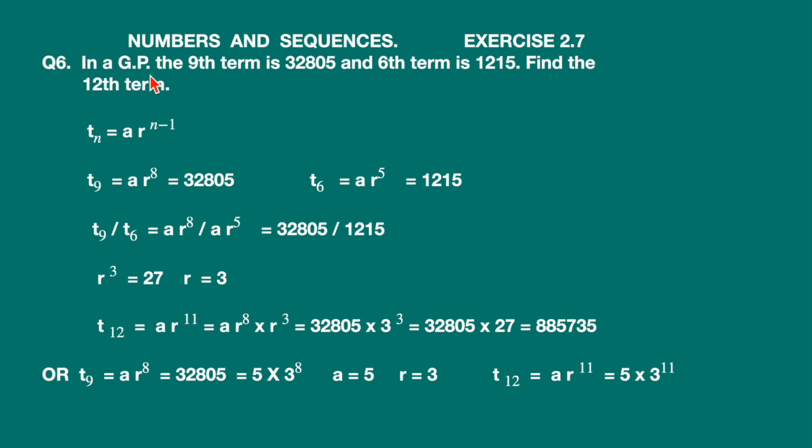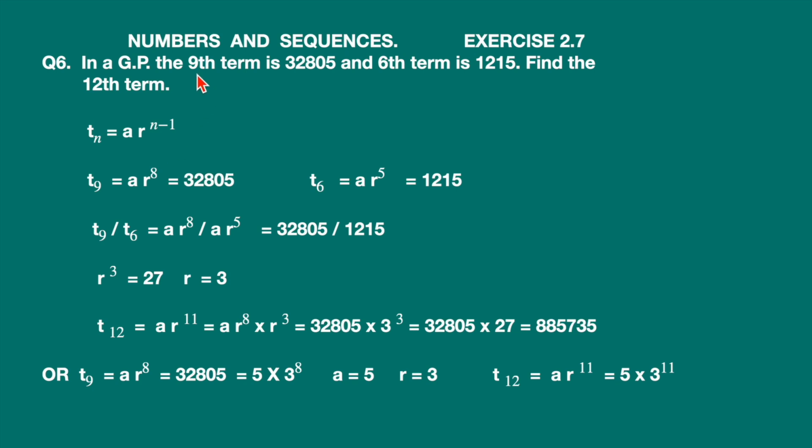Question number 6. In a GP, that is geometric progression, the 9th term is 32,805 and the 6th term is 1,215. Find the 12th term. They've given us the 9th term and 6th term of a GP. First, let us write down the general formula for nth term of a GP. Nth term of a geometric progression is given by Tn is equal to a into r raised to n minus 1. A is the first term, R is the common ratio, N is the number of terms, nth term. This formula is very important. Please memorize it thoroughly. Every sum we will use this formula.